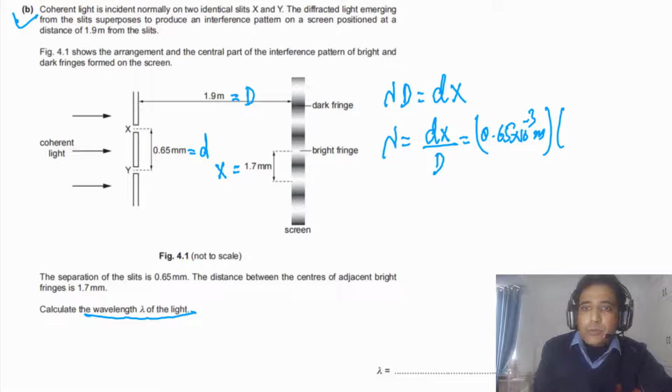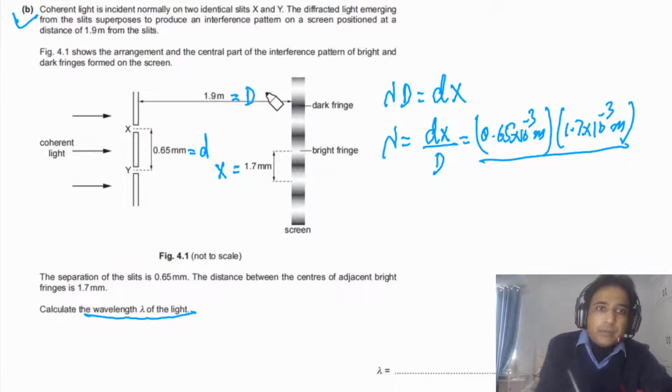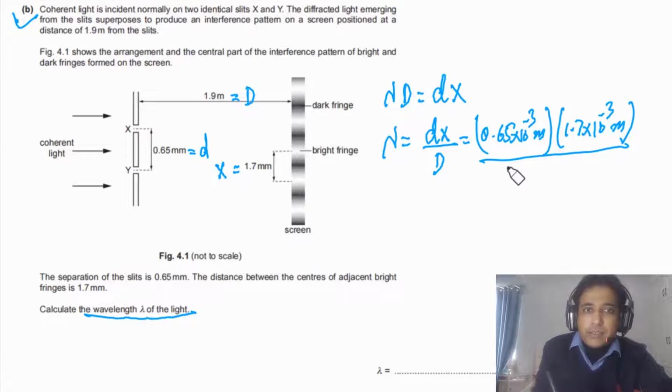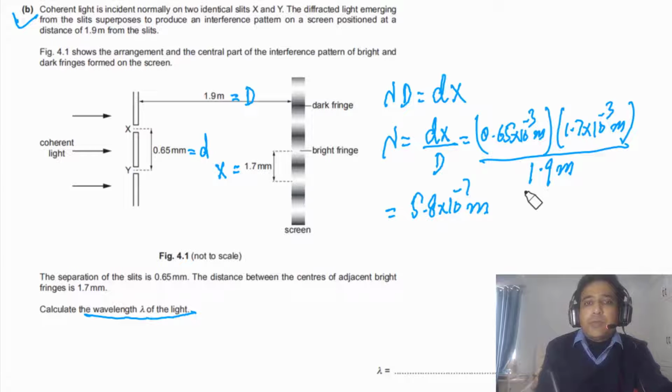So we can write down here 1.7 times 10 to minus 3, so this is in meters. Now we can divide by the distance between screen and slits, that is already in meters. Now if we solve, we will get 5.8 times 10 to minus 7 meters. So this is the value of lambda. If you have written these steps, you will get 3 marks.